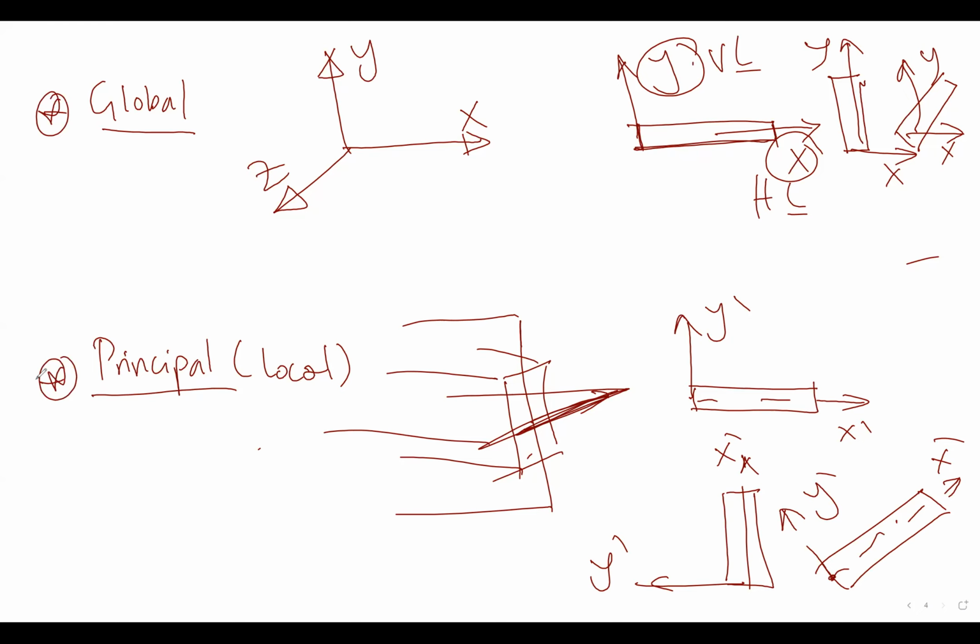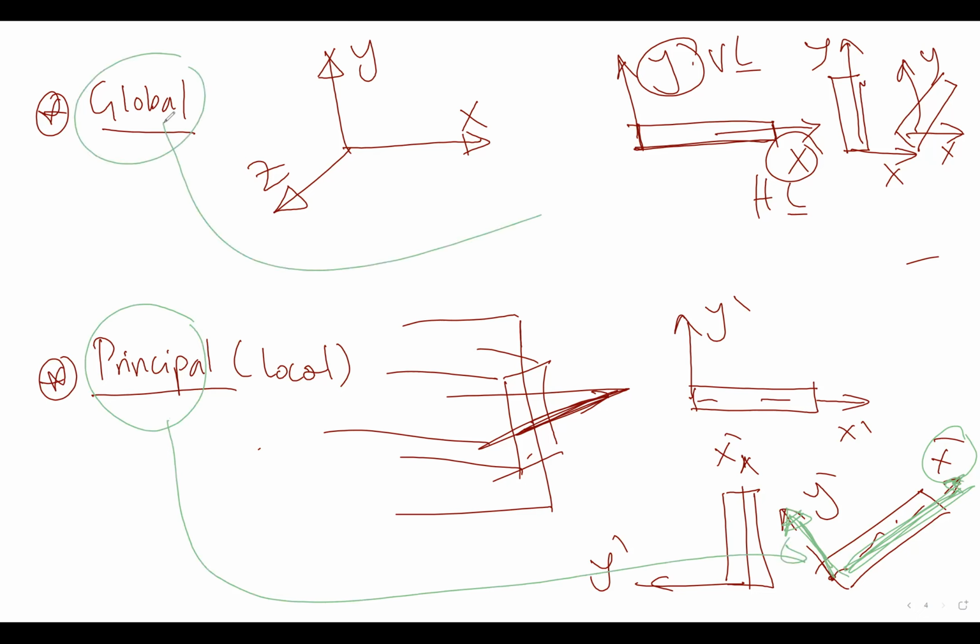The principal axis means X dash is the axis in the direction of the element, and Y dash is perpendicular to the element. So this is our principal axis. But for the global axis, all the time X is horizontal, Y is vertical. So if we can go back to our example.